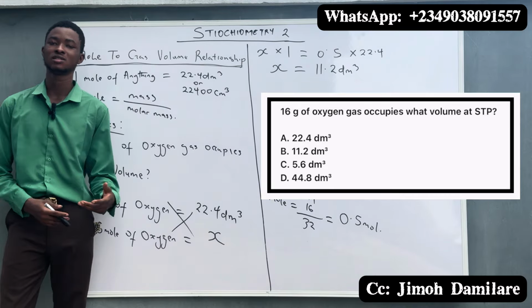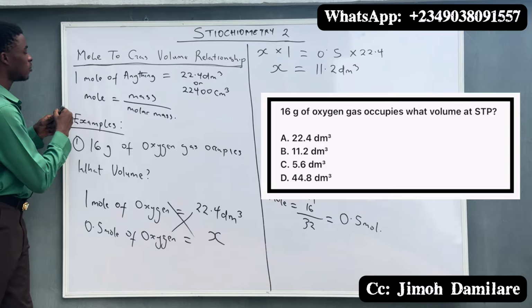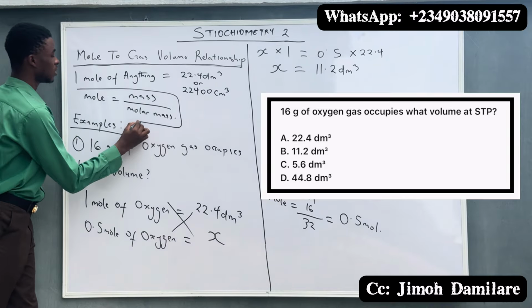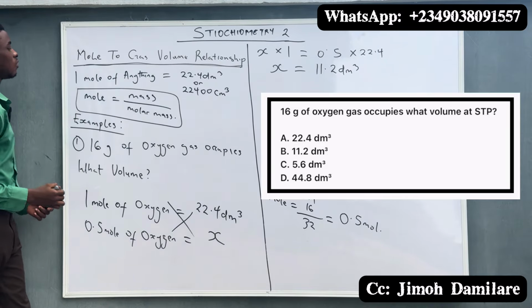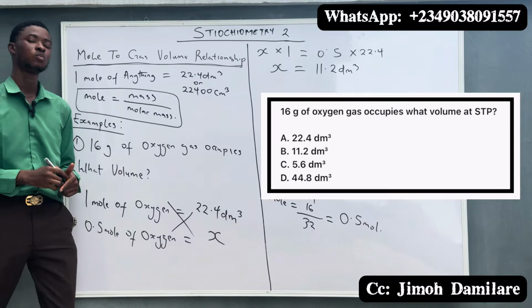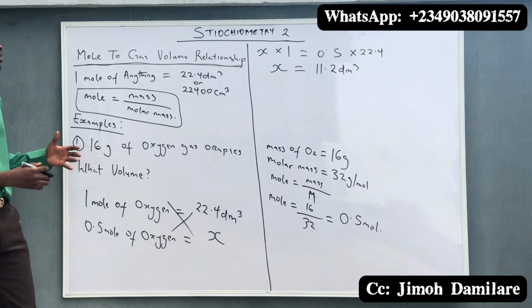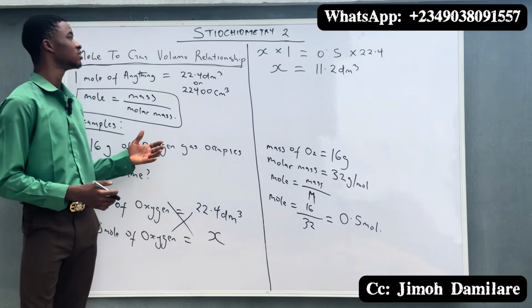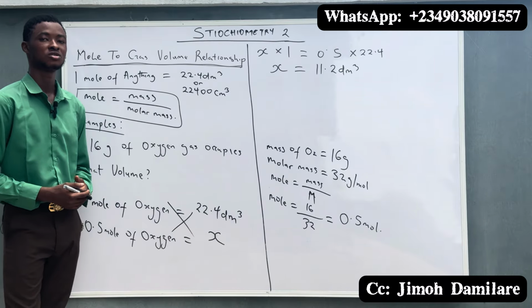So you can see it's very, very simple. You just have to know this formula: mole equals mass over molar mass. And also know that 1 mole of gas is equal to what? 22.4 dm cube. So let's solve another question using this mole to gas volume relationship.